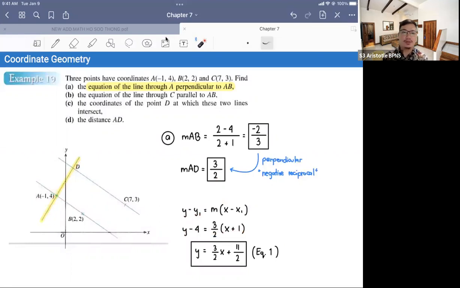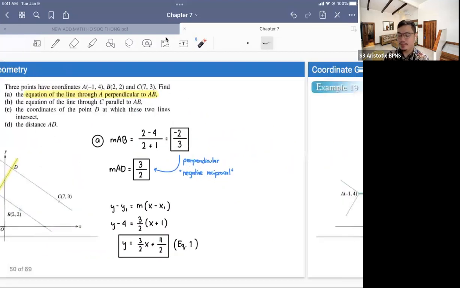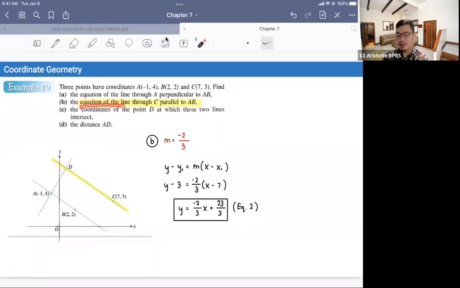Now let's continue with letter B. For letter B, we need to find the equation of the line through C, parallel to line AB. This is the line that we want to find the equation of, and it is parallel to line AB. So again, what is the definition of parallel lines when it comes to their gradients? Parallel lines have the same gradient.